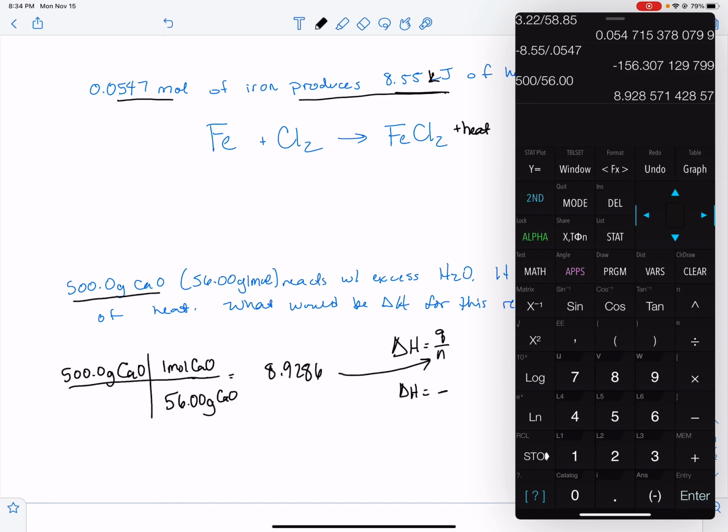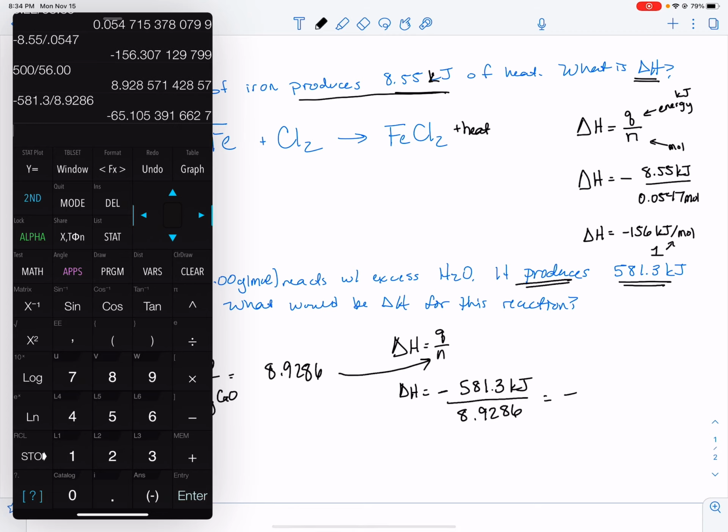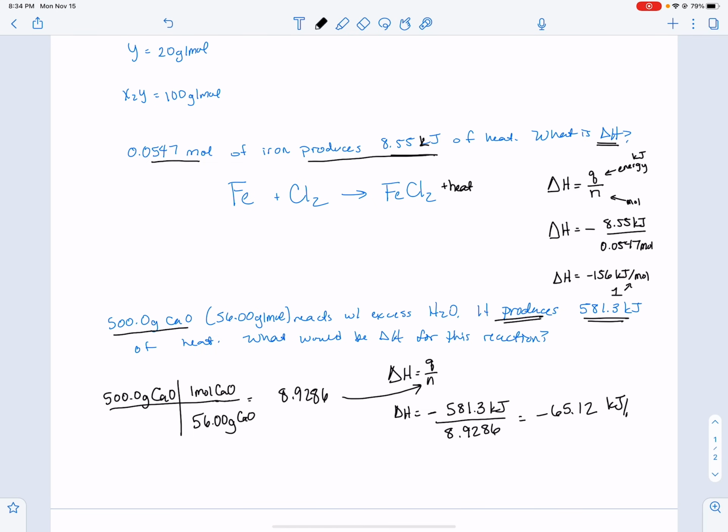That's the N value. And then my Q is what it tells me. It's this 581.3 kilojoules. So that per mole, 8.9286, is going to be negative 581.3 divided by 8.9286. So that gives us that it's negative 65.1. Looks like I've got 4 sig figs in here, so 1, 2. And that gives us kilojoules per mole.